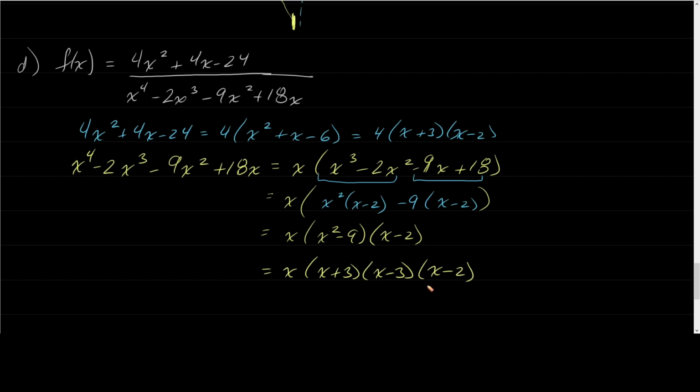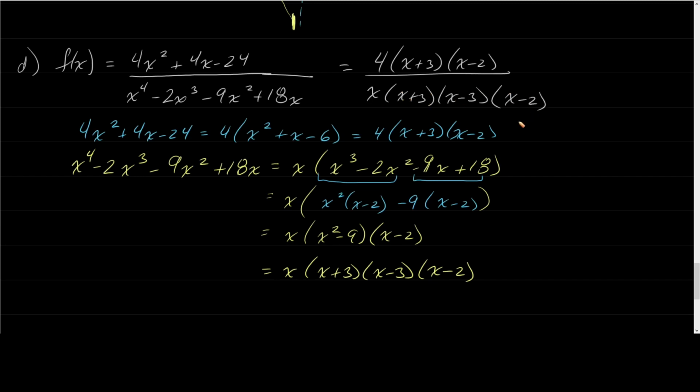So what we really found out here is that this function can be rewritten as 4 times (x plus 3) times (x minus 2) over x times (x plus 3) times (x minus 3) times (x minus 2). All right, so there you go. Now, what do we do next?